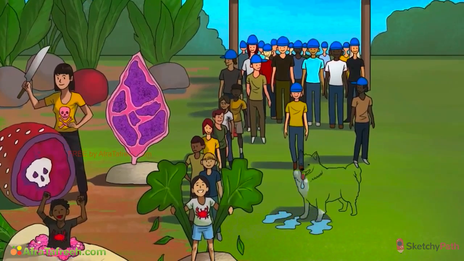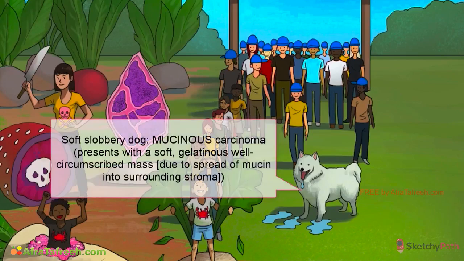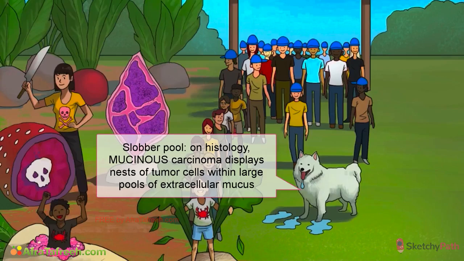Mucinous carcinoma cells produce lots of mucin, surprise, which can spread into the surrounding stroma and produce soft, gelatinous, well-circumscribed masses, kind of like our soft, cuddly, and well-circumscribed little visitor over here. On histology, the classic finding of mucinous carcinomas are nests of tumor cells dispersed in large pools of extracellular mucus.